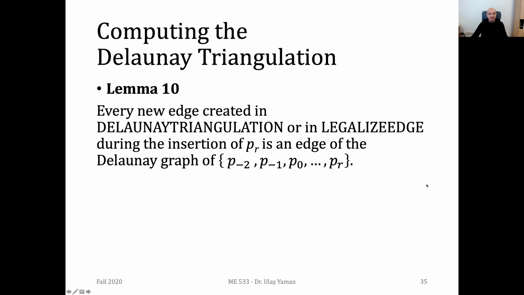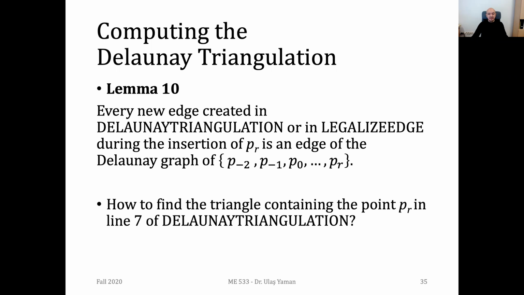So now we have a lemma about the computation. It says that every new edge created in Delaunay triangulation, or in our legalize edge function, with the help of the addition of PR will be an edge of the Delaunay graph. So once you add a new edge, then that means you will be adding an edge into your Delaunay graph. So now, if you consider the approach, the most important thing is actually to find the triangle in which you have the new point PR.